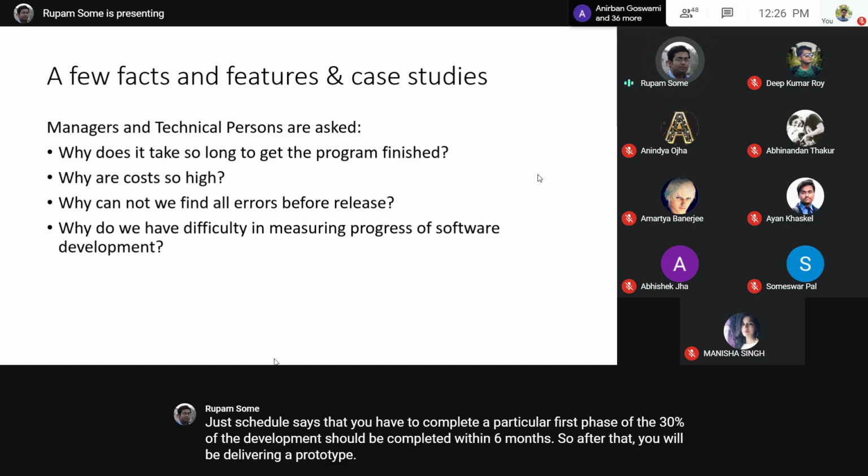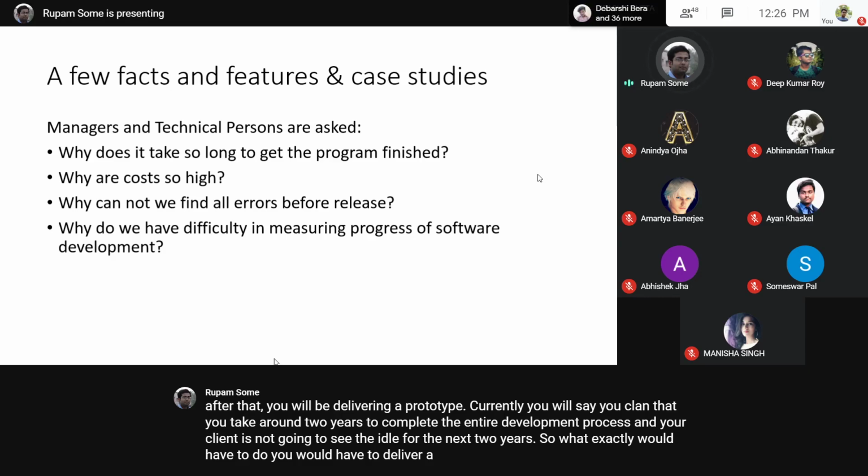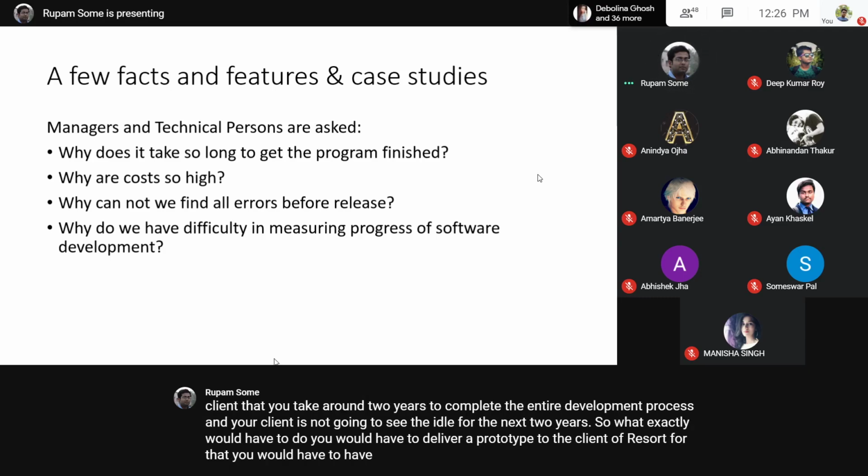Definitely, you will tell your client that it will take around 2 years to complete the entire development process, and your client is not going to sit idle for the next 2 years. So what exactly would you have to do? You would have to deliver a prototype to the client after the first 6-7 months, after 30% or 40% of the development is over. For that, you would have to have milestones.